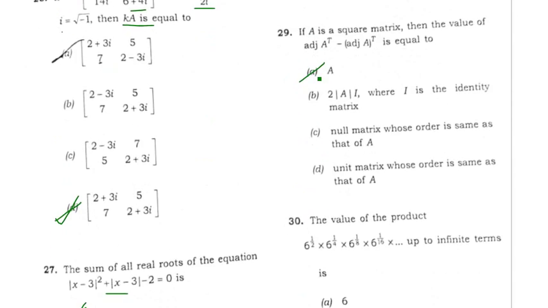Anyway, if A is a square matrix, the value of adjoint A transpose minus adjoint A transpose equal to... you can see this is a comma. What is the difference of these covers? So the right answer will be A.